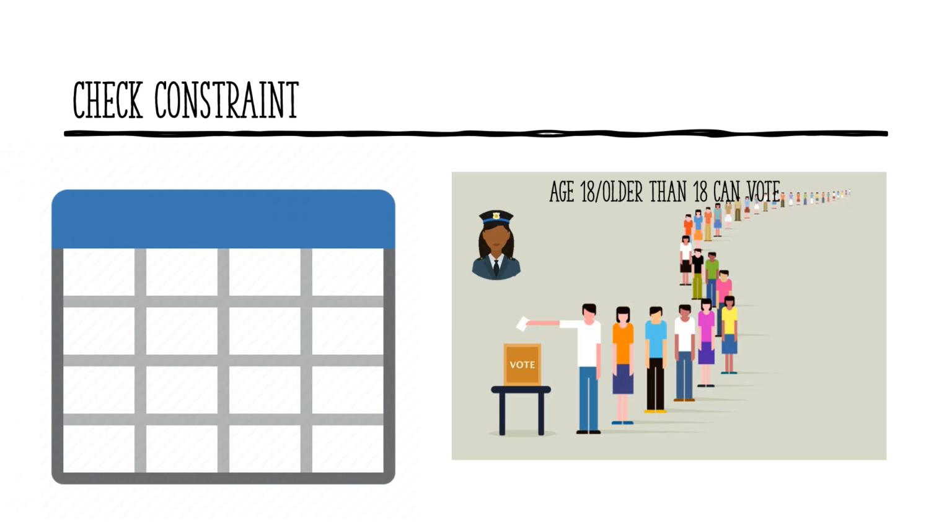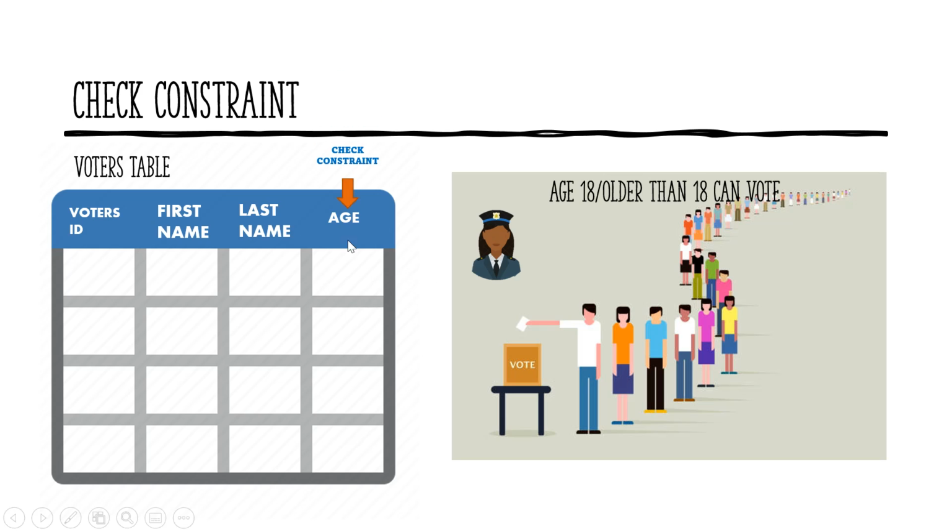So here, if we are taking a voters table and have these columns with voter IDs, first name, last name, and age, we would need somebody to check that the particular row of data or person's row has the age greater than or equal to 18. So we define the check constraint on this particular column, which is the age, where we need to check that the age is greater than or equal to 18.